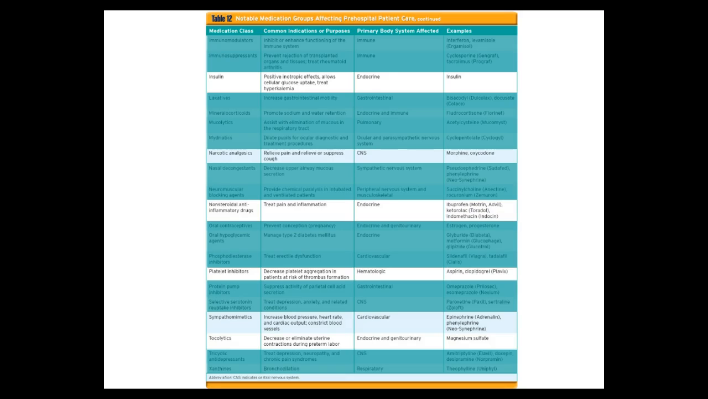Proton pump inhibitors is another drug that's being given to lots of folks on multiple medications that suppresses acid secretion in the stomach. Then finally, the sympathomimetics and the tocolytics are both drugs that we might see.